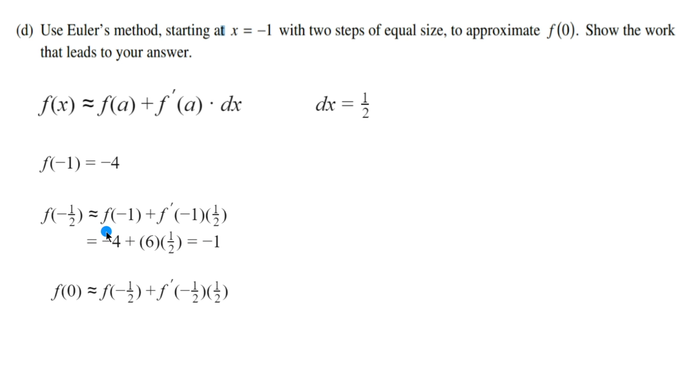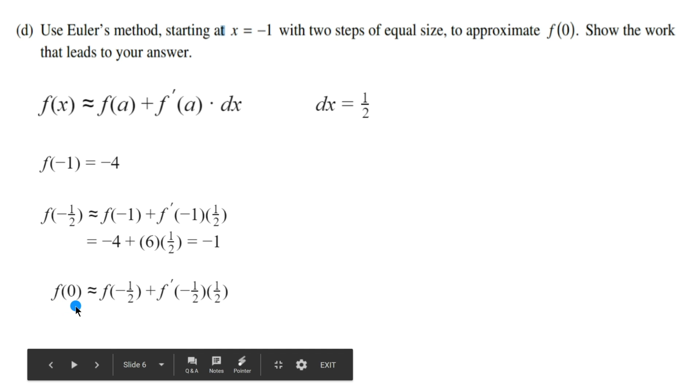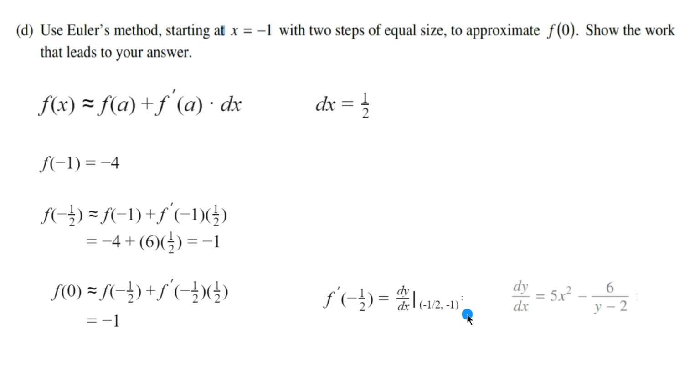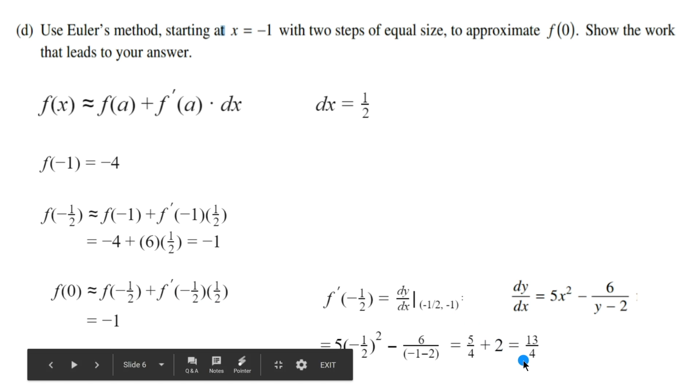1. Adding delta x to negative 1/2, we get 0, and f of 0 is approximately f of negative 1/2 plus f prime of negative 1/2 times 1/2. We know that f of negative 1/2 is negative 1, but in order to find f prime of negative 1/2, we plug in the coordinates negative 1/2 comma negative 1 to dy dx. And that gives us 13/4. So plugging that into the equation, we get 5/8.